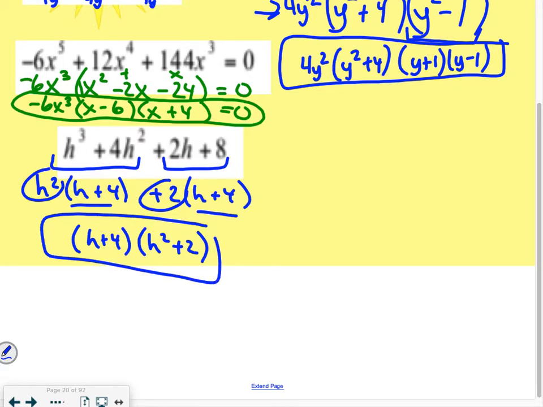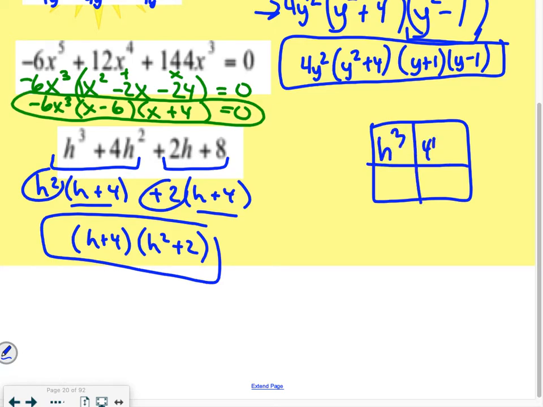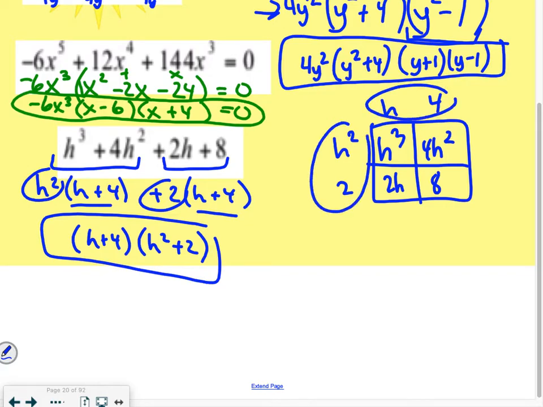If you don't like doing it that way, you can use the box method to factor by grouping. Just put your 4 terms inside, take out the GCF of each row and each column, and there's your 2 factors, h plus 4 and h squared plus 2.